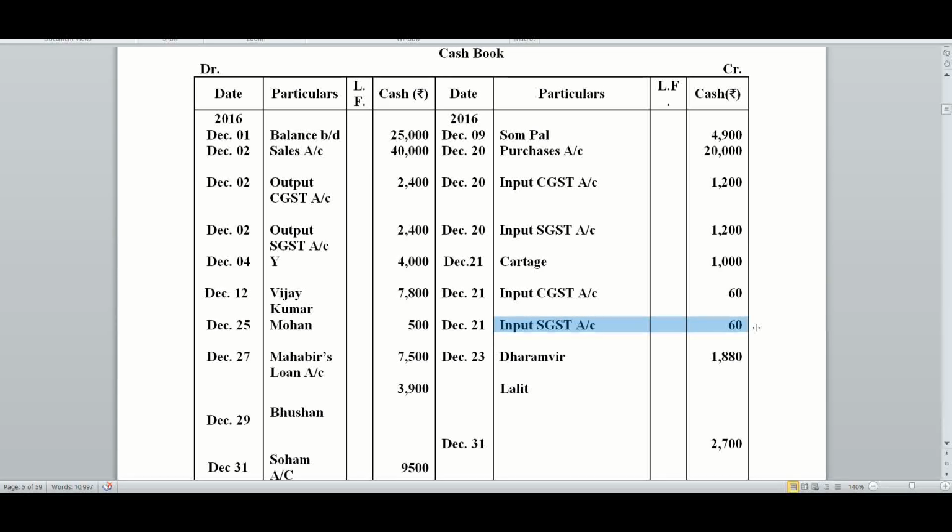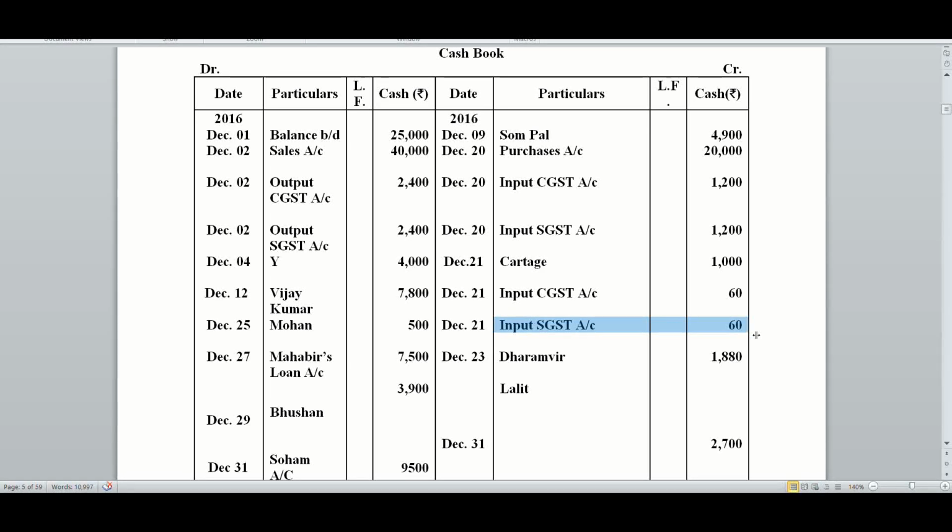Cash is credited, money is going out. This is an outflow of cash, therefore it is a credit entry. Here we write cartage, input CGST, input SGST.